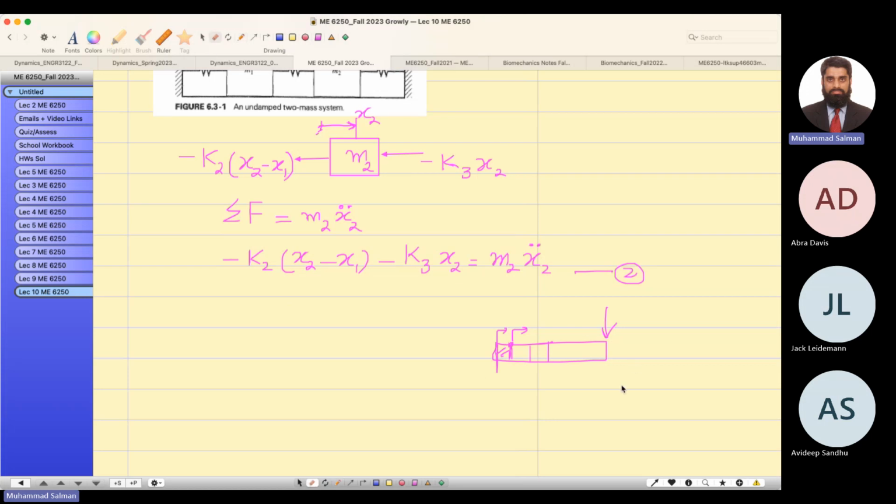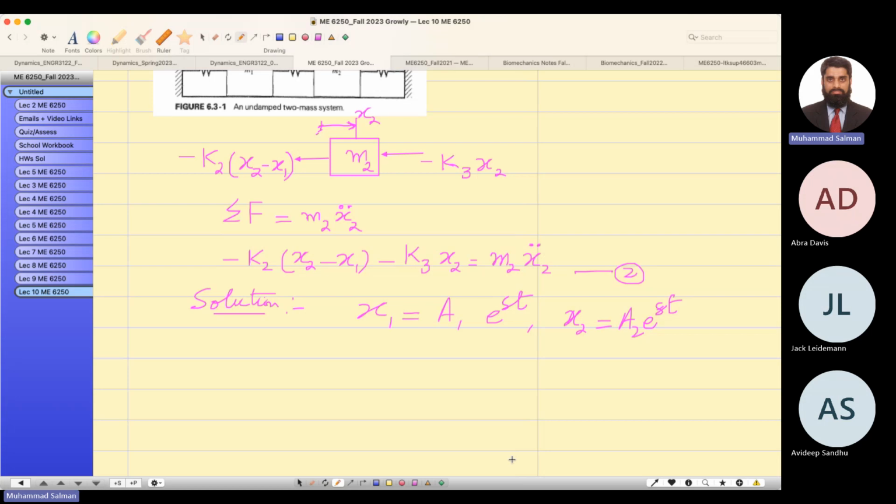Now the next thing I would like to show you is the solution. We know that we can assume this is simple harmonic motion. X1 equals A1 e to the st, where A1 is the amplitude, and similarly x2 equals A2 e to the st. E to the st also contains the sine and cosine terms, so these are also known as simple harmonic motions.